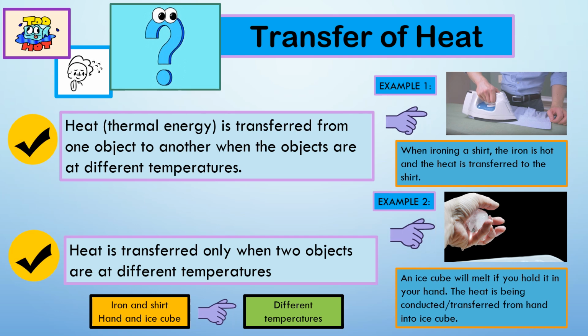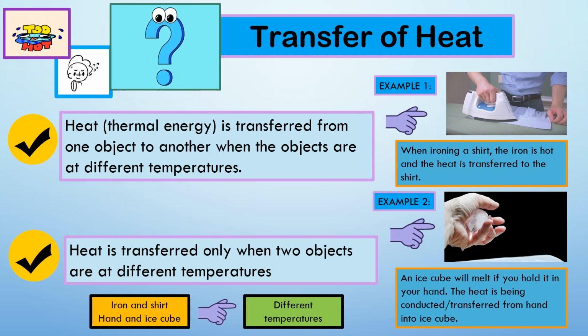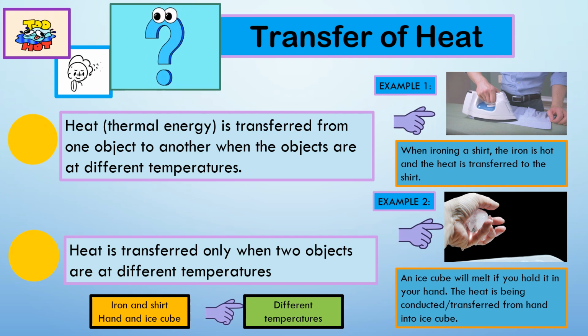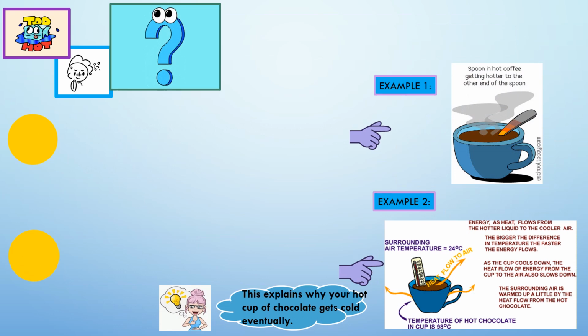So if we hold the ice cube, the heat from the hand will transfer to the ice cube. That is why it melts. Okay? We said earlier that heat is transferred only when two objects are at different temperatures. When one is hot and one is cold, that is when heat transfer happens. Always remember that heat transfers from high temperature to low temperature. The hot goes to the cold. That is how heat is transferred.